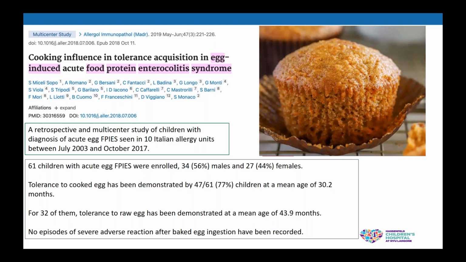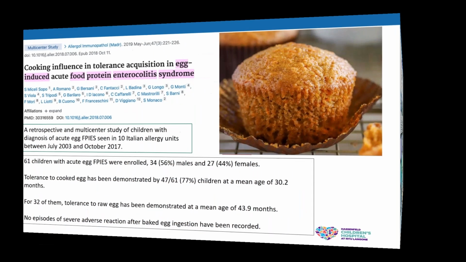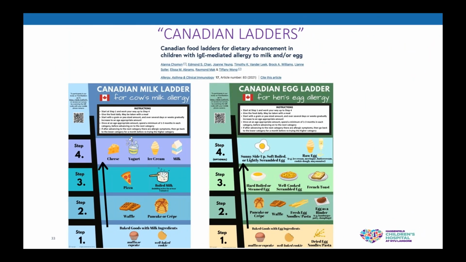Generally, they said that of those, more than 50% of the infants tolerated, actually 77% tolerated baked egg at the mean age of 30 months. And then those who had reacted to baked egg didn't have severe symptoms. So I think this is very encouraging and potentially giving us a new direction in opening the diet.